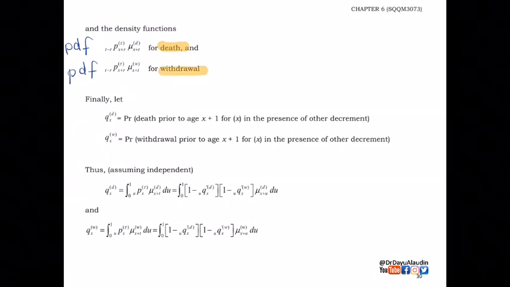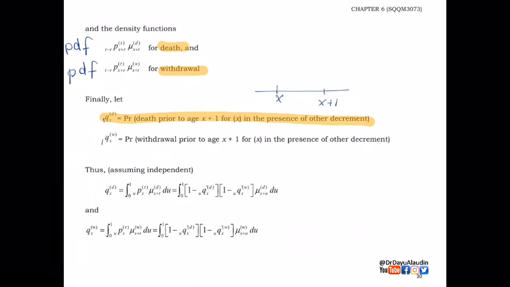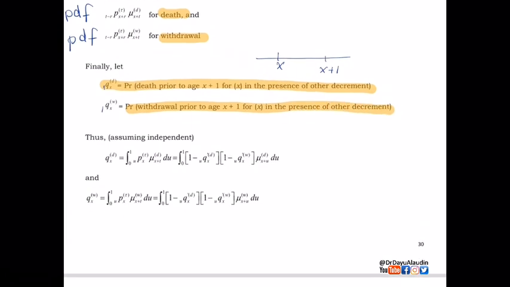So qx^(d) is the probability of death prior to age x plus 1 for one interval. This time we just look at one interval, so t is equal to 1, in the presence of other decrements. And also qx^(w) is the probability of withdrawal prior to age x plus 1 in the presence of other decrements.